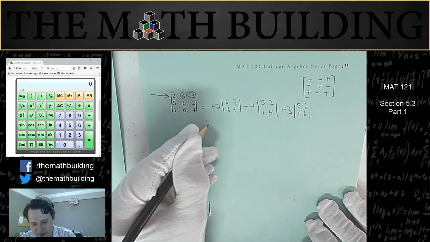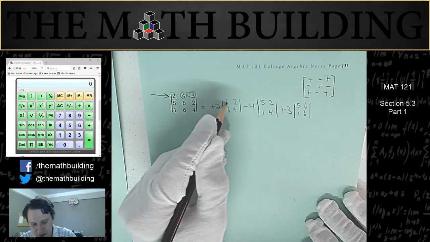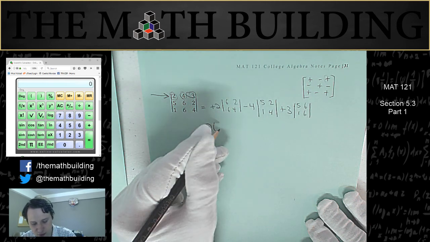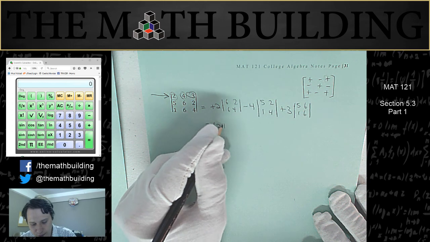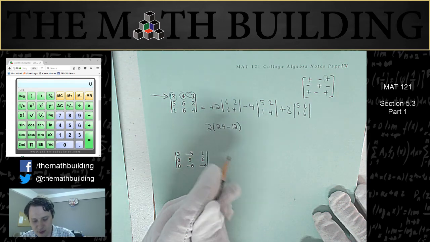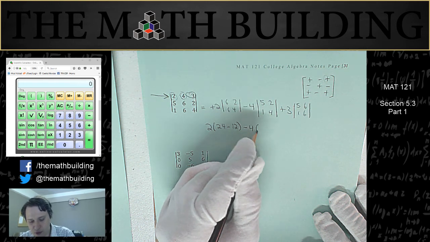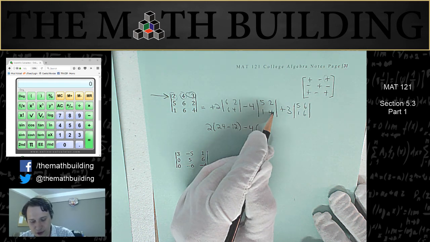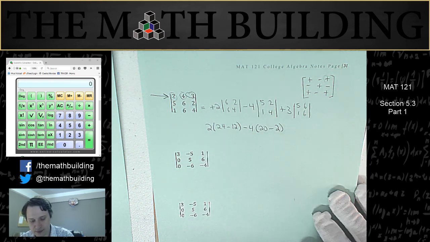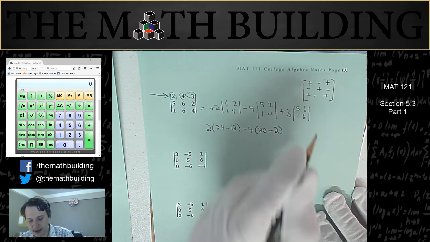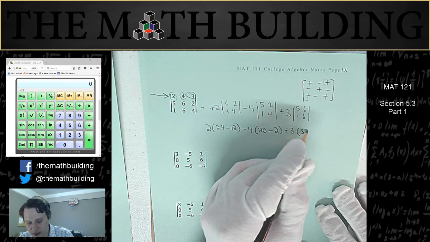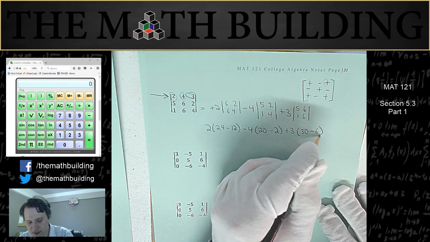So let's simplify that. This is going to be 2 times, now it's just a 2 by 2 determinant, 6 times 4 minus 6 times 2. So 6 times 4 is 24, minus 2 times 6 is 12. Okay, that's a 2 by 2 determinant. Minus 4 times 5 times 4 is 20, minus 1 times 2 is 2. And then finally, plus 3 times 5 times 6 is 30, minus 1 times 6 is 6.